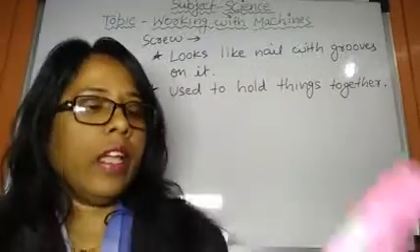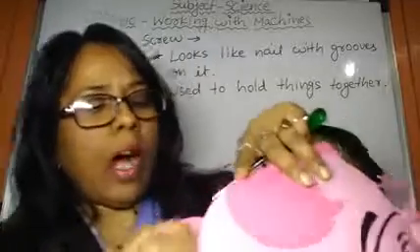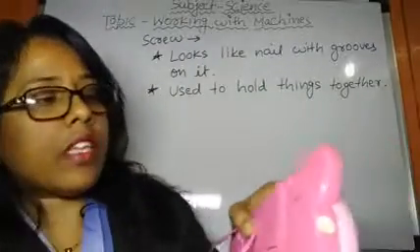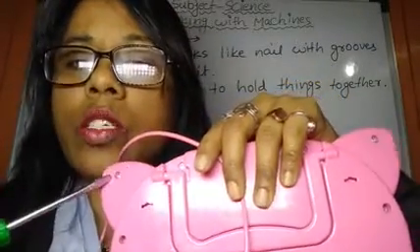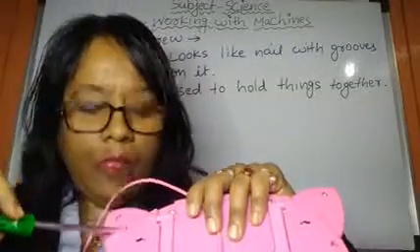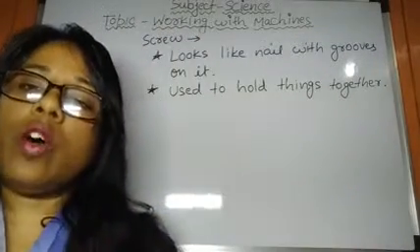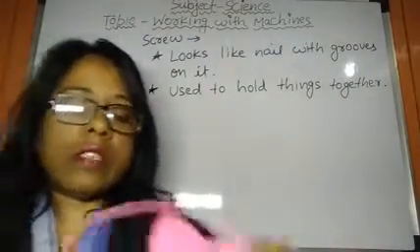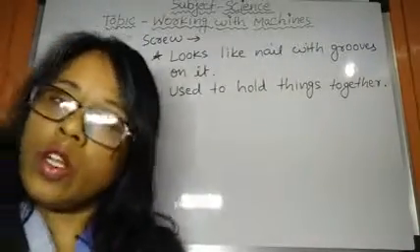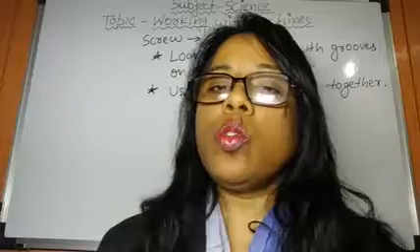Now just observe this one. It has two parts, upper part and lower part, and it is fixed with the help of screws. You can see these screws. It is fixed with the help of screws. So this is also a simple machine. This makes our work easier to fix two things together.